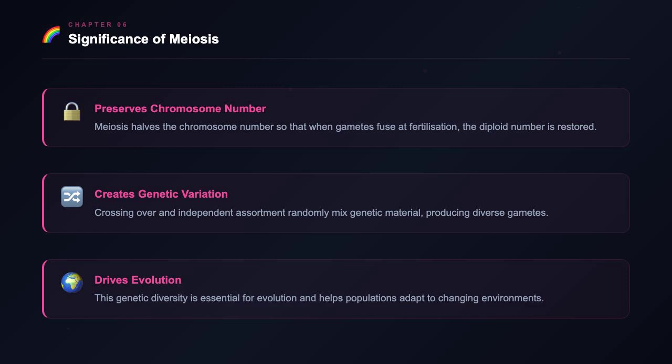Meiosis also generates genetic variation within populations. This variation is driven by two mechanisms: crossing over and independent assortment of chromosomes. Crossing over exchanges genetic material between homologous chromosomes. Independent assortment randomly mixes maternal and paternal chromosomes in each gamete. These processes create genetic diversity, which is essential for evolution and adaptation to changing environments.